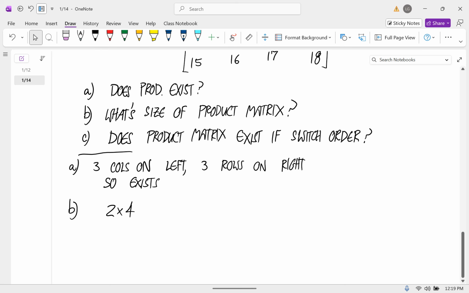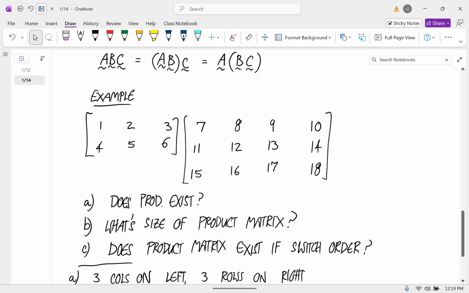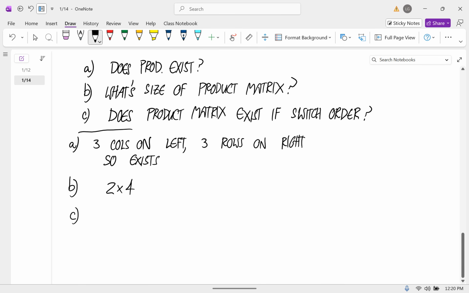And then the last question is, if you switch the order, does this product exist? Well, if you imagine flipping these around, you'd be trying to take a dot product of this with this. Those don't have the same length. And so, no, that does not exist.